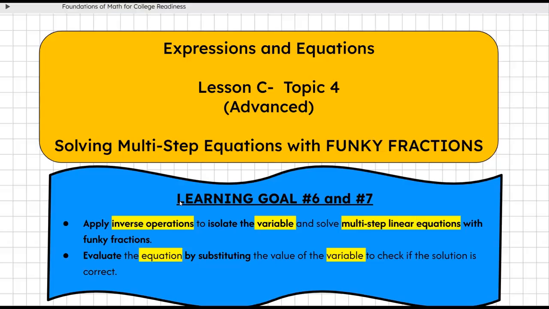This is an advanced topic where we will be talking about solving multi-step equations with funky fractions. In this video, we are going to apply inverse operations to isolate the variable and solve multi-step linear equations with funky fractions. We are going to evaluate the equation by substituting the value of the variable to check if the solution is correct.